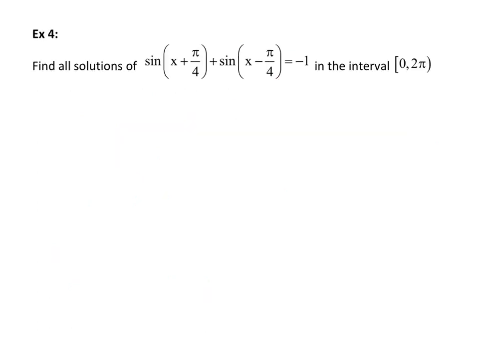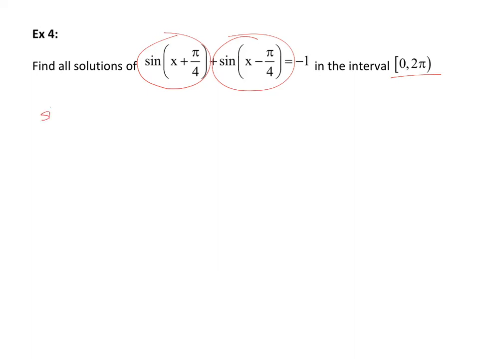Next one. All right, this looks pretty crazy here. I have sine of a sum. I have sine of a difference. And the interval is 0 to 2 pi. There's a lot going on in this problem, bringing together all the ideas from all the lessons so far. Okay, so I'm going to apply the sum formula.